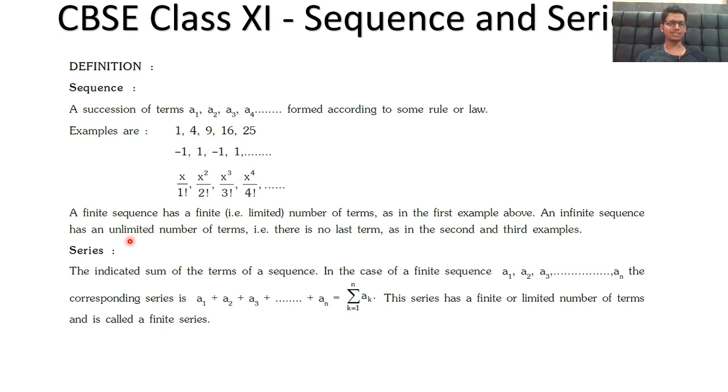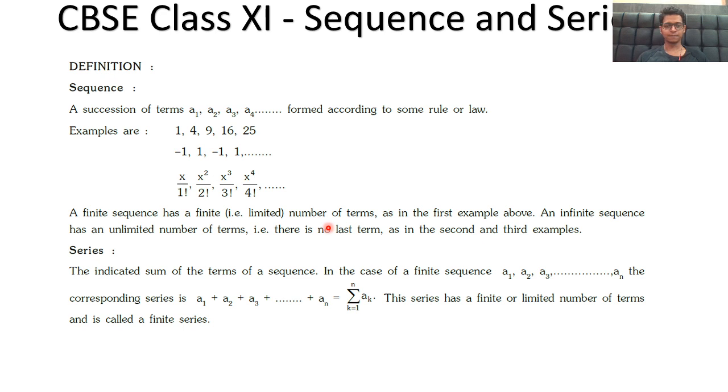Also, what is a series? Well, an indicated sum of the terms of a sequence. That is, in case of a finite sequence a1, a2 and a3, that is the succession of the terms, when we add all the given terms, that is a1 plus a2 plus a3, we have a series. If this series has a finite or limited number of terms, then it's called a finite series.